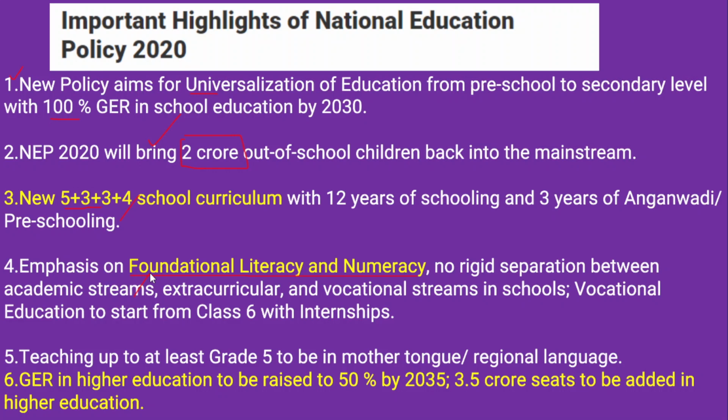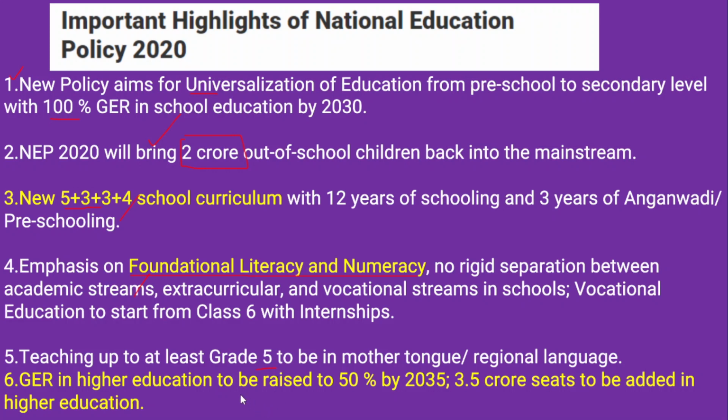Vocational education, industry-academia linkages, everything will be emphasized more, and therefore the overall objective is developing skills among the students. Now after that, the regional language: up to grade 5, regional language is compulsory for every student, and that has been recommended by the National Education Policy.